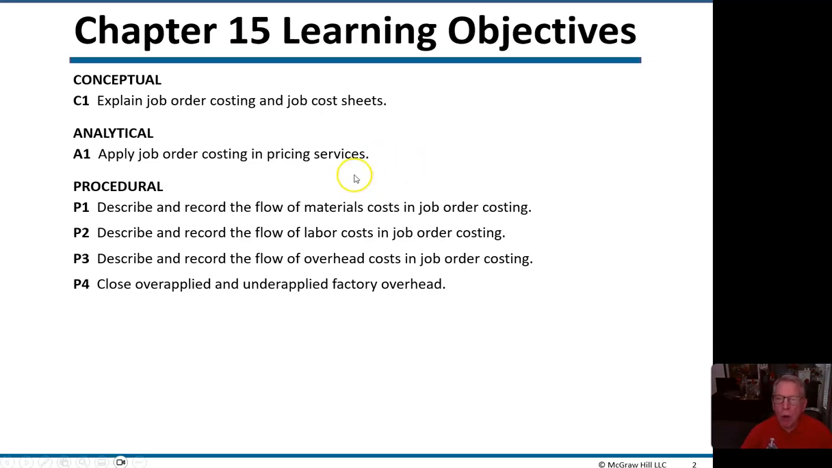We'll look at the flow of material costs in job order costing, the flow of labor costs in job order costing, and the flow of overhead costs in job order costing. Then an important part of that is going to be applied factory overhead and how we close over-applied and under-applied factory overhead. So let's take a look at this.